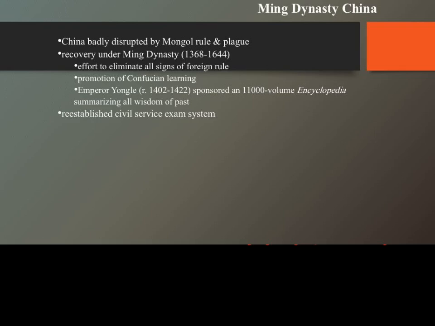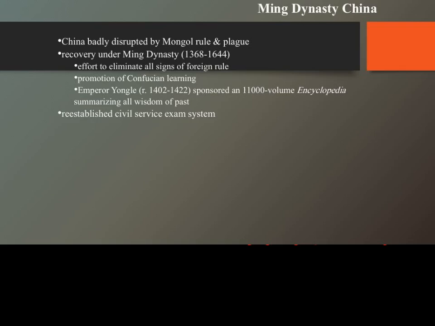And Emperor Yongle, who ruled from 1402 to 1422, sponsored an 11,000 volume encyclopedia summarizing all the wisdom of the past. And that's remarkable. And they even reestablished the civil service exam. Yongle sponsored actually a number of important projects to get China back on track after the Yuan Dynasty and the control of the Mongols.